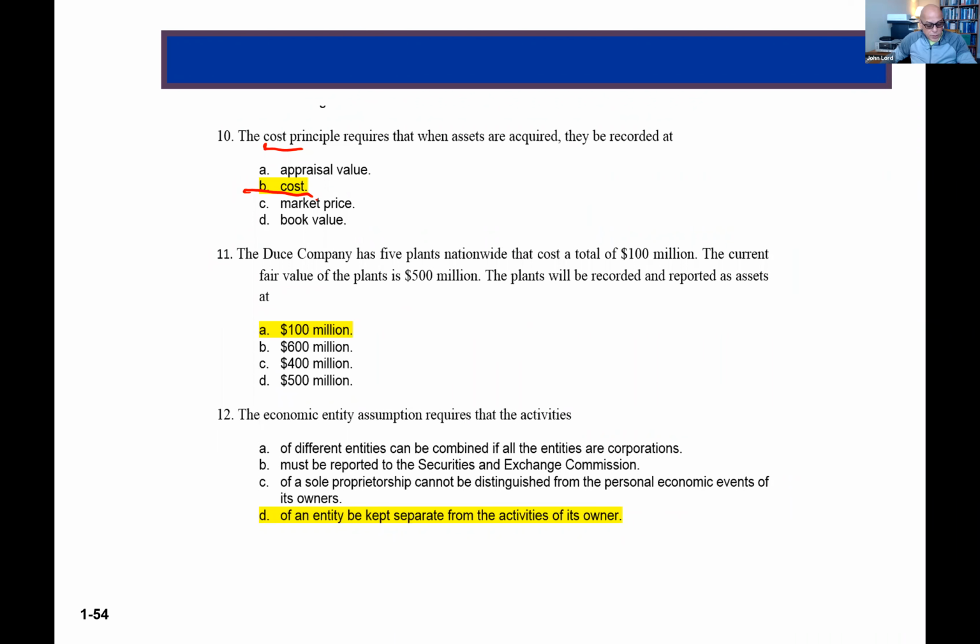Okay. The Deuce Company has 5 plants nationwide that cost a total of $100 million. The current value is $500 million. What should you report them at? Historical cost, $100 million. The economic entity assumption requires that the activities of the entity be kept separate from the activities of the owner. I mean, that's almost right off of the slide, that question.